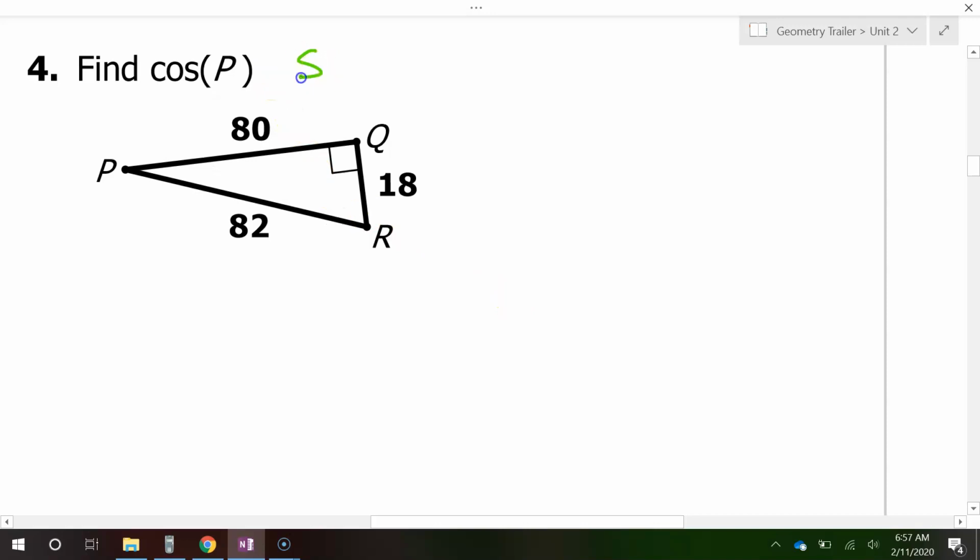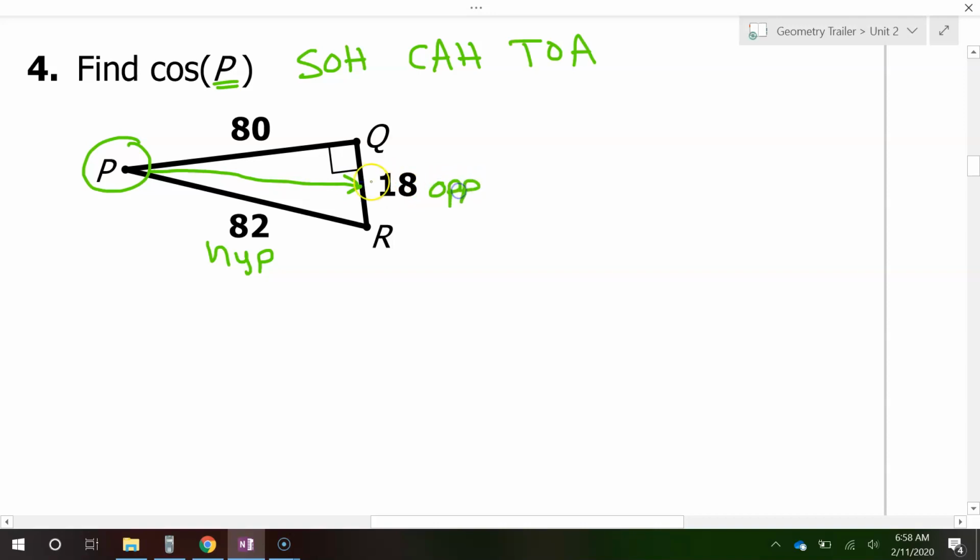All right, number 4. Write down SOHCAHTOA for easy reference. Where is the hypotenuse this time? It is 82. The hypotenuse is across from the 90-degree angle. This time we're dealing with angle P. So circle angle P, draw your arrow. That's going to indicate the opposite side. The other side will be adjacent. For this problem, we're supposed to be finding the cosine of P. Cosine is adjacent over hypotenuse. So that will be 80 over 82.